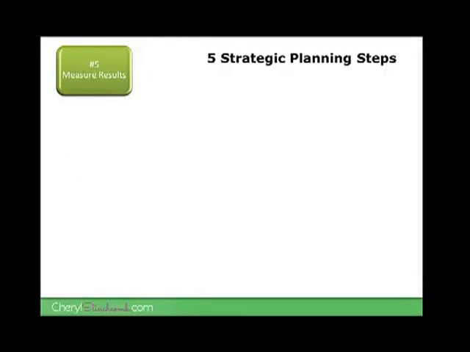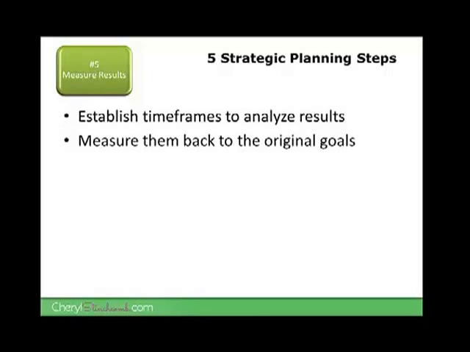Then number 5 is you want to make sure that you are measuring your results. You want to establish the timelines to analyze your results. And so these results must match the original goals that you set in the beginning. Okay, so you always want to go back to the original goals. This is what we want to get. The results that we're getting, are we on path to reach those or not?